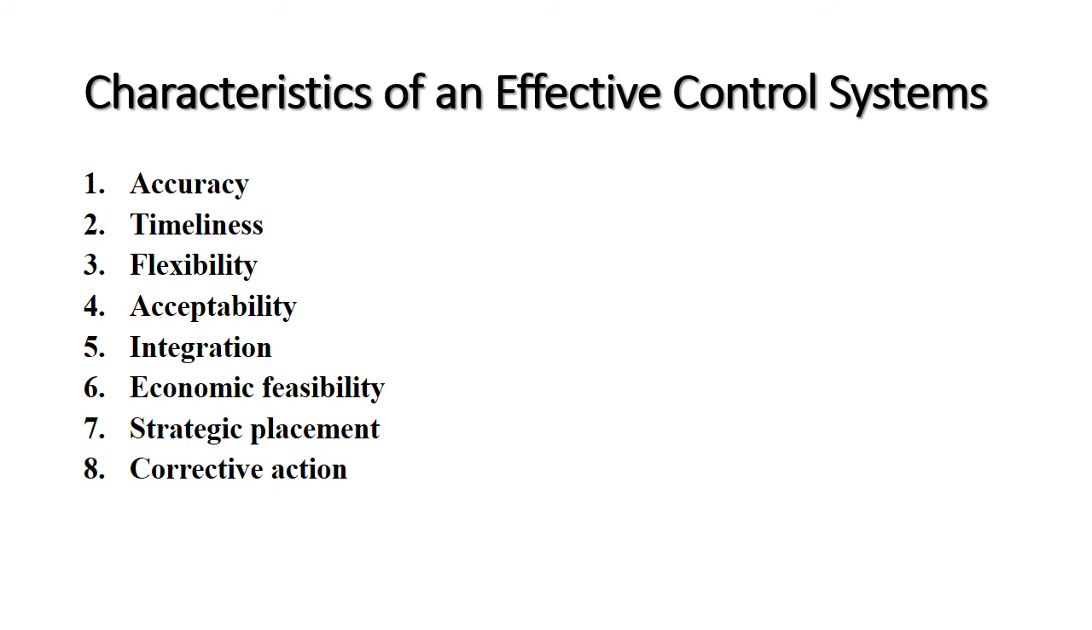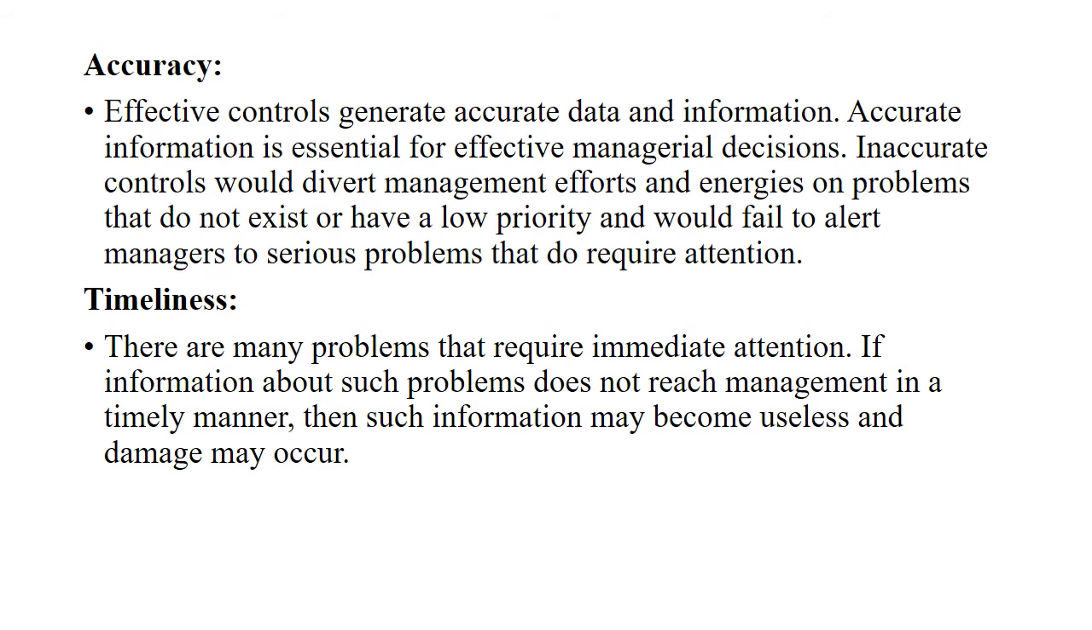So these are some of the categories which are explained here. Accuracy, timeliness and all. Accuracy means accurate data and information, and timeliness means immediate attention should be there.